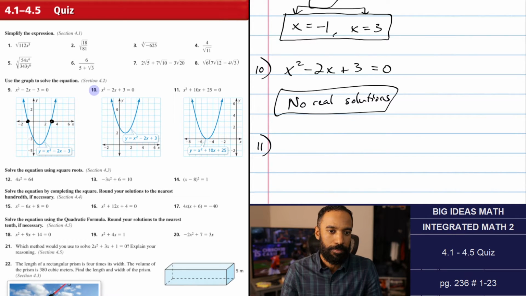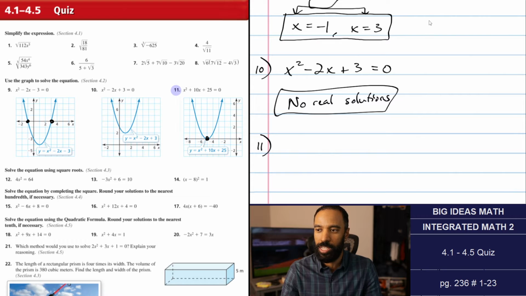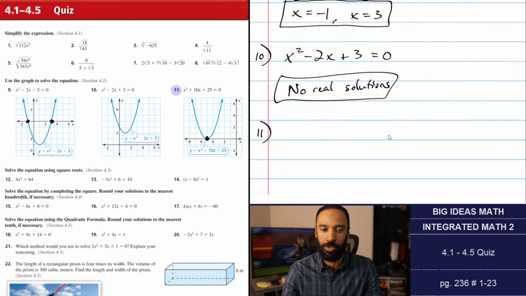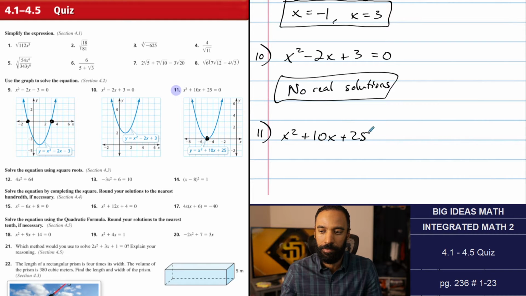Now, number 11, when set equal to 0, we see where it crosses the x-axis. It only hits once on the vertex, and that's the one solution we're going to get. Based off what you see on appearance, it appears to be x equals -5. Let's confirm that that works. I'll do it by factoring again.